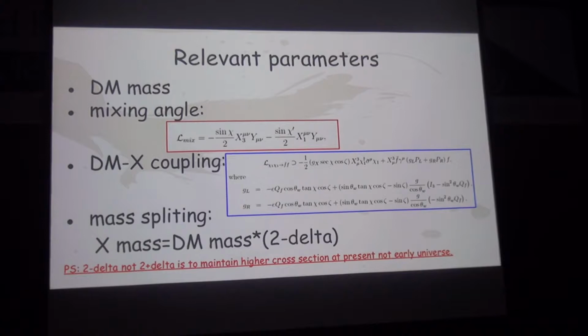Then, by counting how many free parameters are in our study, we have a dark matter mass. Second, we have a mixing angle. And then we have the dark matter and gauge boson couplings in here. And then we also, because we are going to use this resonance, have some mass splitting. What you should keep in mind is that here we use a minus sign. The reason we use the minus sign is that we want to maintain the annihilation cross section at present, not in the early universe. I will show you this again later.